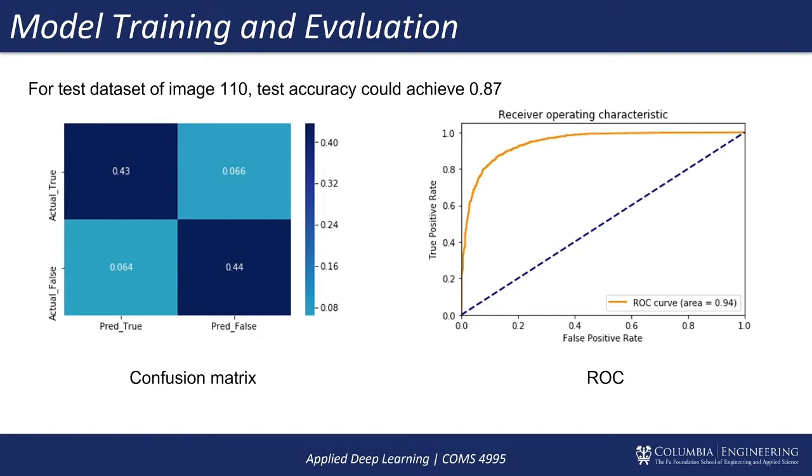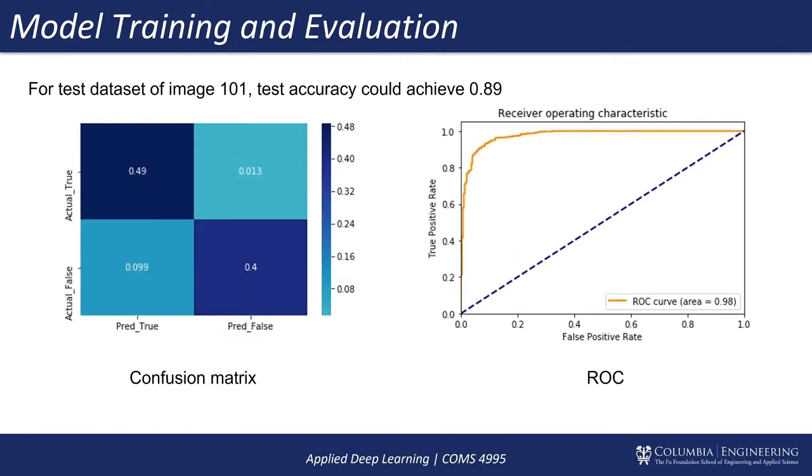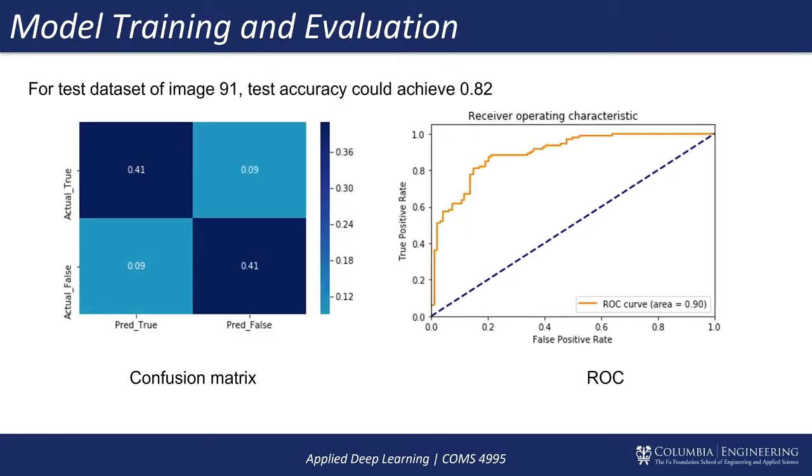For test image 110, the test accuracy could achieve 0.87. These are the confusion matrix and ROC curve. For image 101, the test accuracy could achieve 0.89. And for image 91, the test accuracy is 0.82.